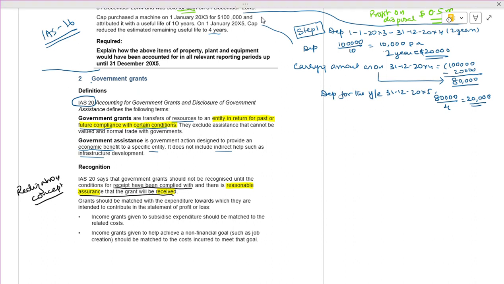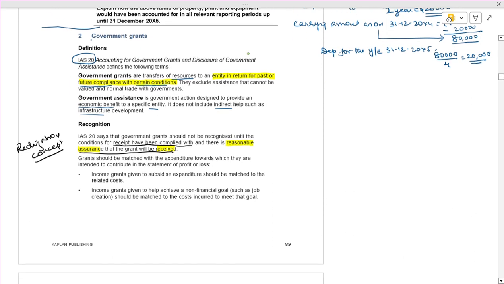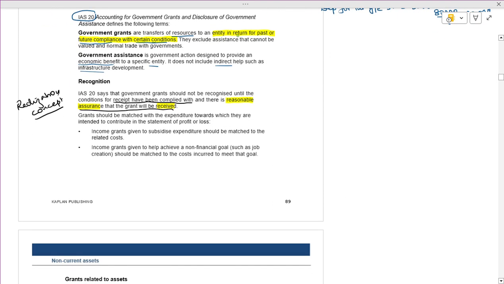Fine. The same thing which we have done in financial reporting, we are following the same concept as such. Grants should be matched with the expenditure to which they are intended, meaning we should not mismatch it in the statement of profit and loss. Income grants given to subsidize expenditure should be matched to the related cost. Means if the grants are given with respect to income, we have to match them with the related cost. Income grants are also given to help non-financial goals.